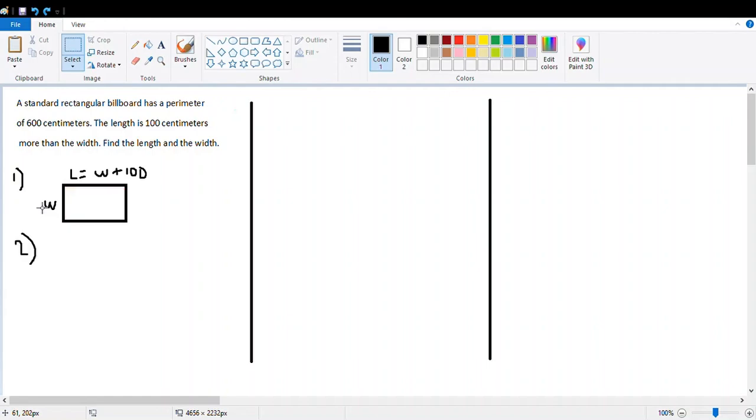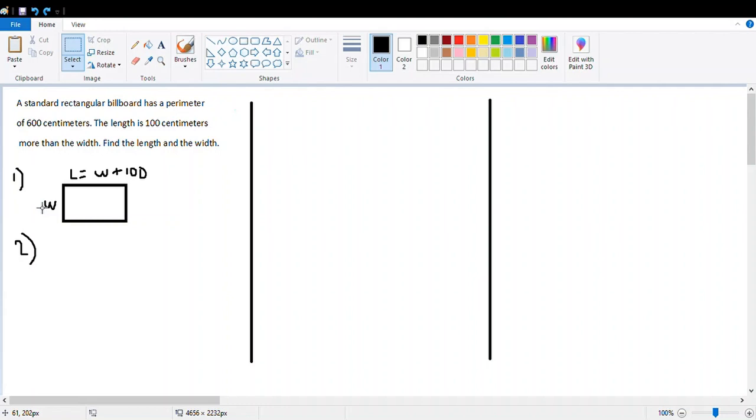Okay, step number 2. Step number two is translate. We have to translate this word problem into a system of linear equations. Then how can we translate? We just have to read the word problem again and identify the equations in the text. The first part of the word problem says a standard rectangular billboard has a perimeter of 600 centimeters. The perimeter is the sum of all of the sides of the rectangle.